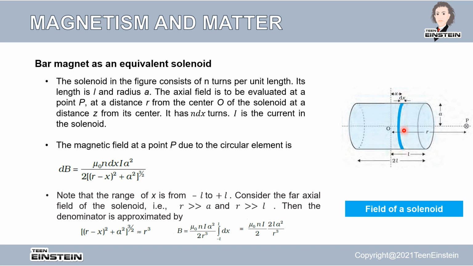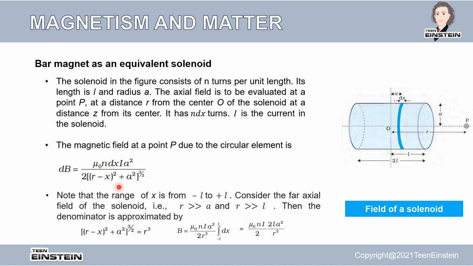Now if you want to find the magnetic field at a point P due to the circular element, we already derived this in the last lecture. So dB equals mu 0 n dx I a squared divided by 2 into (r minus x) the whole squared plus a squared, the whole to the power 3 by 2. Now x is the distance of this particular element from the center.